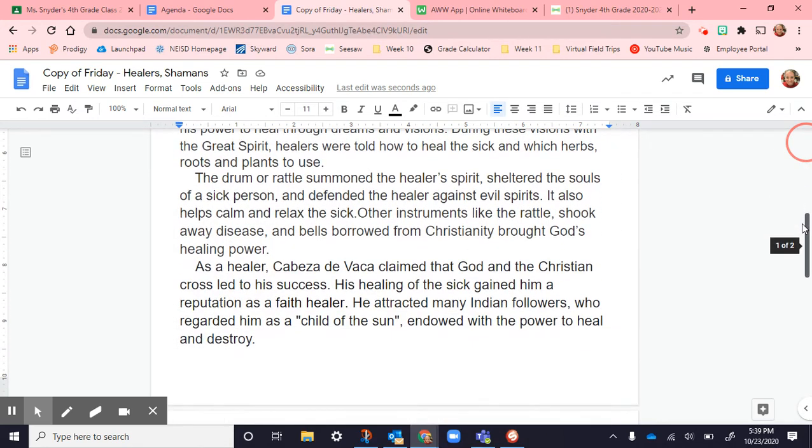The drum or rattle summoned the healer's spirit, sheltered the souls of the sick person, and defended the healer against evil spirits. It also helps calm and relax the sick. Other instruments like the rattle shook away disease, and bells, borrowed from Christianity, brought God's healing power. As a healer, Cabeza de Vaca claimed that God and the Christian cross led to his success. His healing of the sick gained him a reputation as a faith healer. He attracted many Indian followers who regarded him as the child of the sun, endowed with the power to heal and destroy.